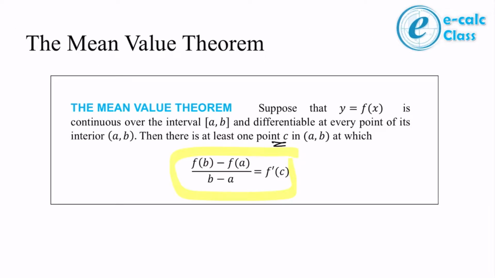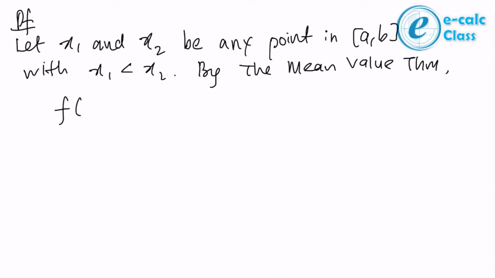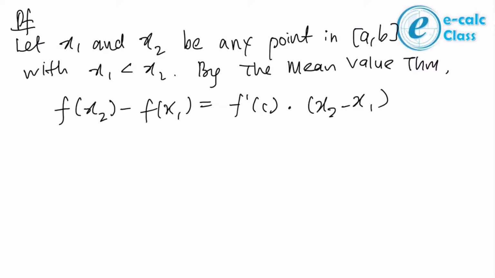Okay, I will shift this b minus a to the other side. Instead of a and b, we have f of x2 minus f of x1 is the same as f prime c times x2 minus x1, for some c in between x1 and x2.